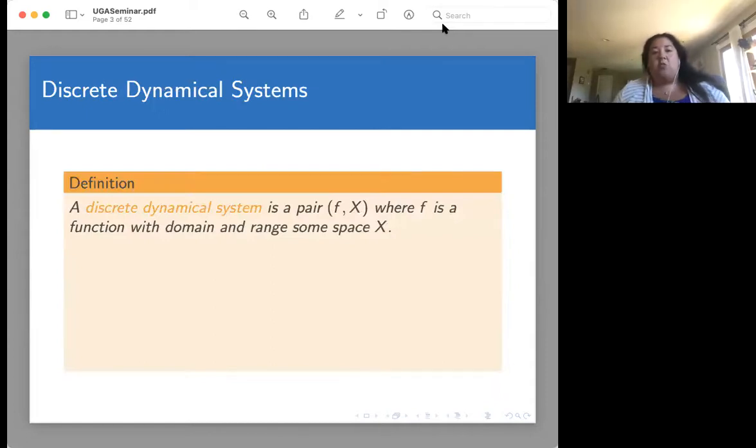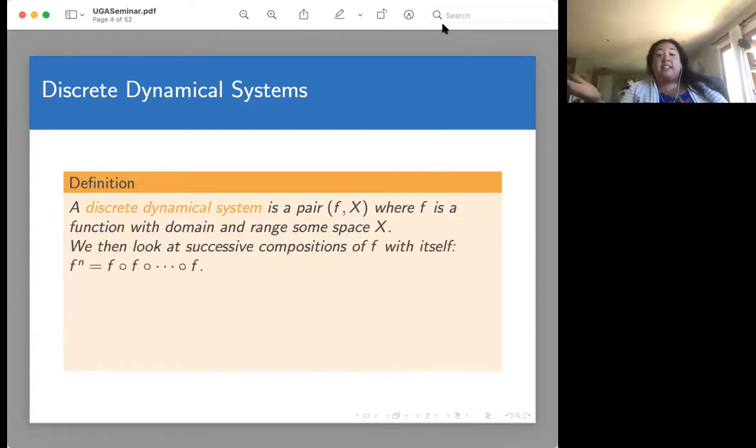Okay. So to start us off, what I'm talking about today are what are called discrete dynamical systems. A discrete dynamical system is a pair (f, X), where f is a function whose domain and range are the same, some space X. Typically, at least in my case, I consider functions that have a compact domain and range. So for most of this talk, you can think of these spaces as being compact spaces. Compactness is nice because it gives you limits and convergence, and you know that things can't run off to infinity anywhere, which is kind of nice.